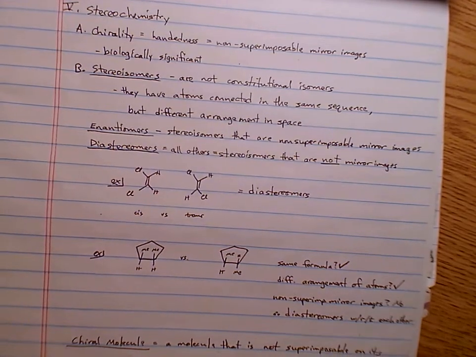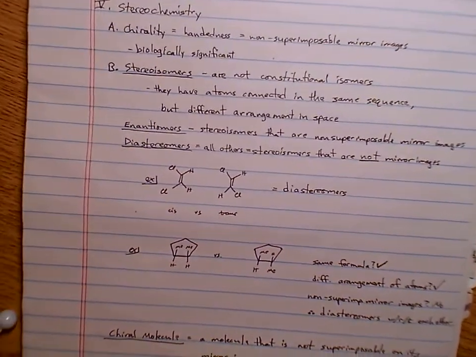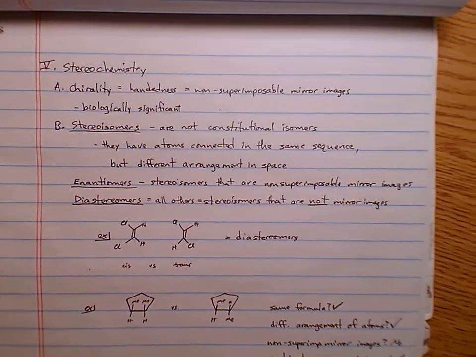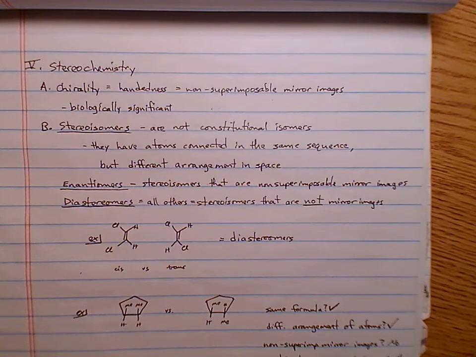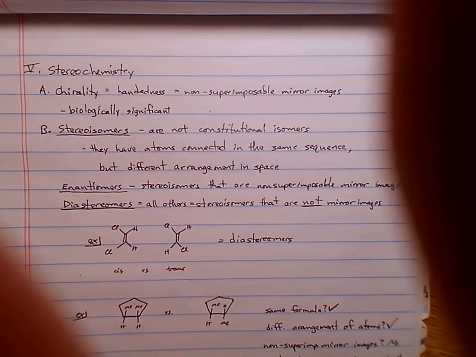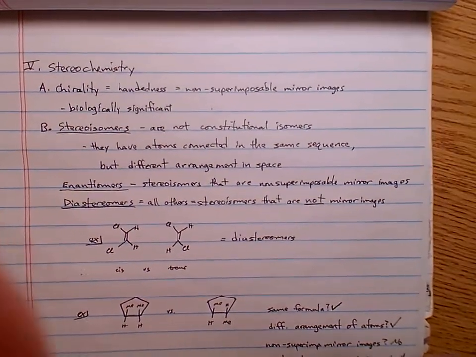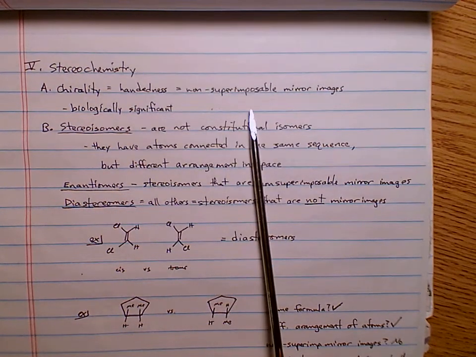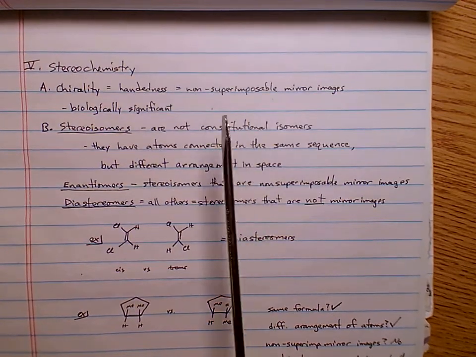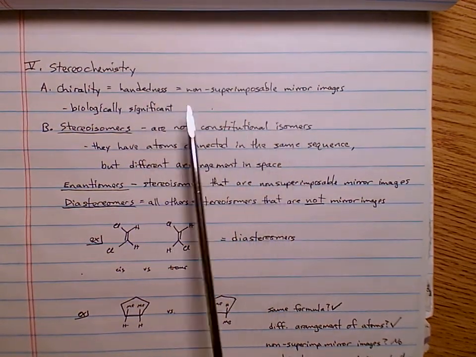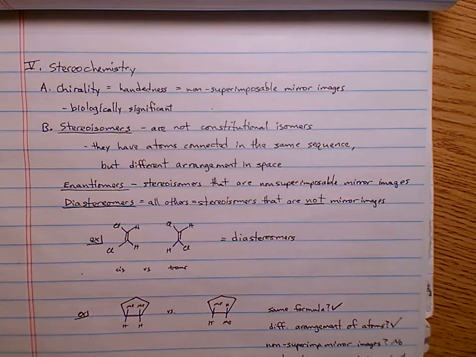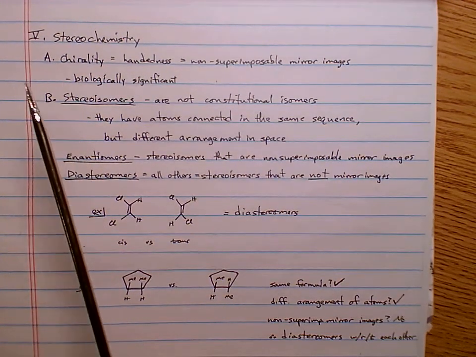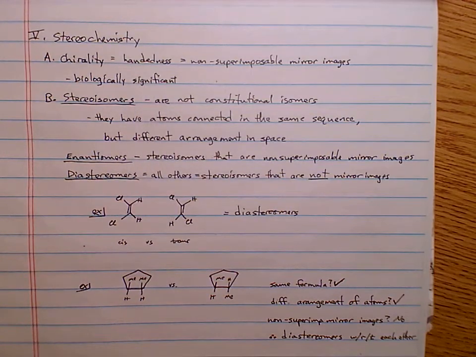Stereochemistry. The first thing we're going to look at is something called chirality. Handedness. That's what we've just been talking about, the non-superimposable mirror images. Now, technically, the proper English word is non-superposable, but we still use non-superimposable because it just sounds better to chemists. This non-superimposable mirror image chirality has biological significance.